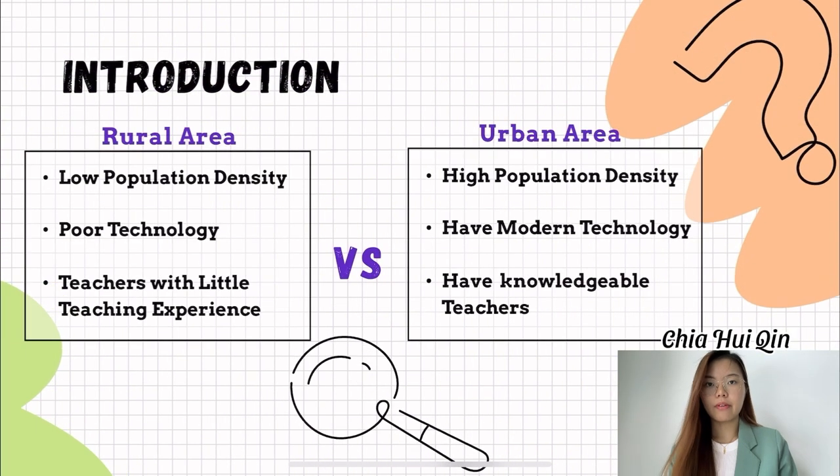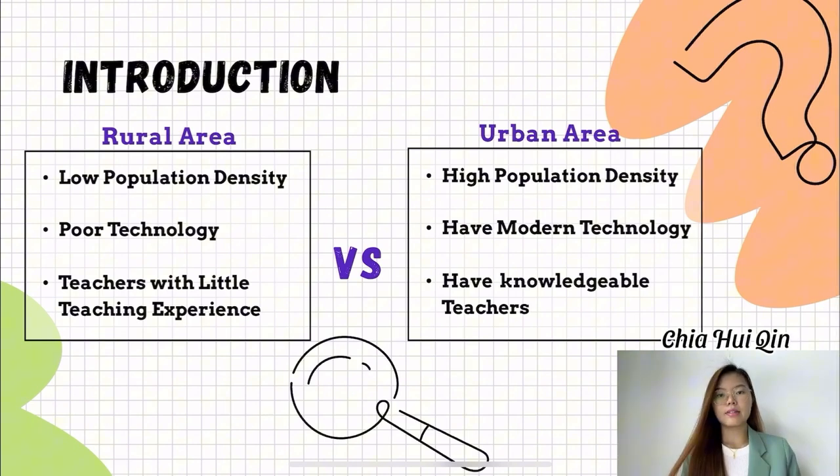Education is the process by which one person learns or transfers important knowledge to another person. It is the environment where people gain saving skills, social standards, thinking skills, and the ability to differentiate right from wrong. Next, there are two areas: one is the rural area, one is the urban area. Rural areas have low population density, poor technology, and teachers with little teaching experience, while urban areas have high population density, modern technology, and teachers with more teaching experience.